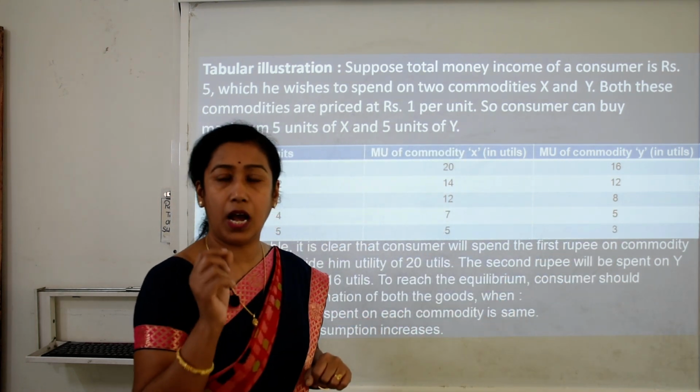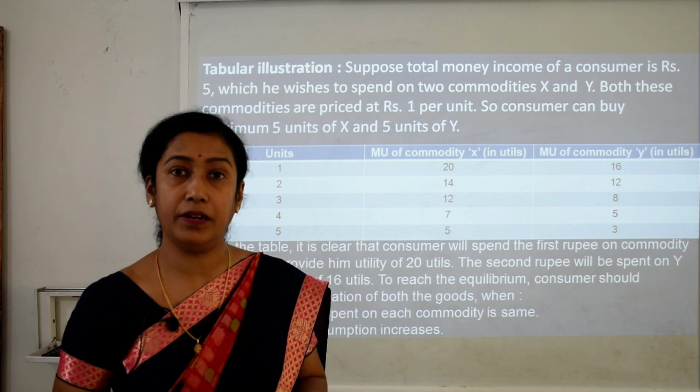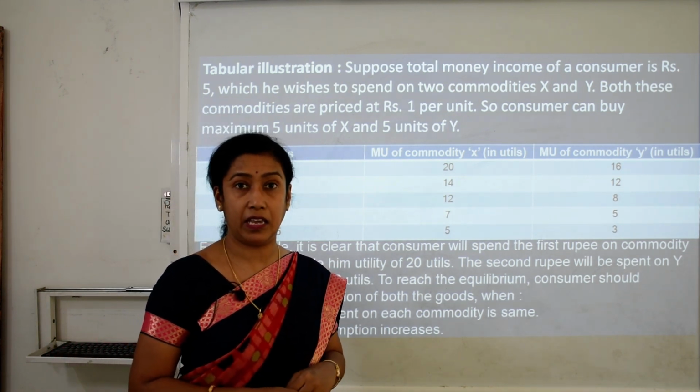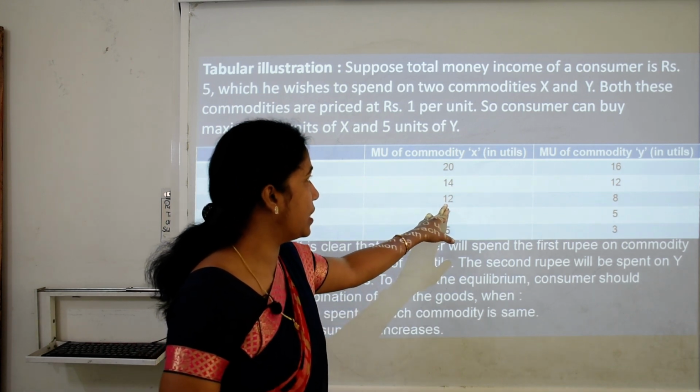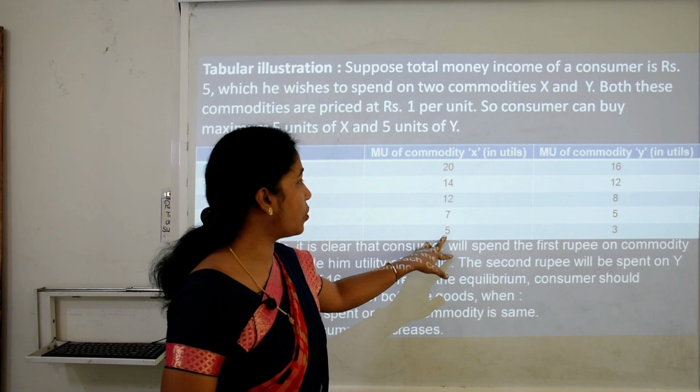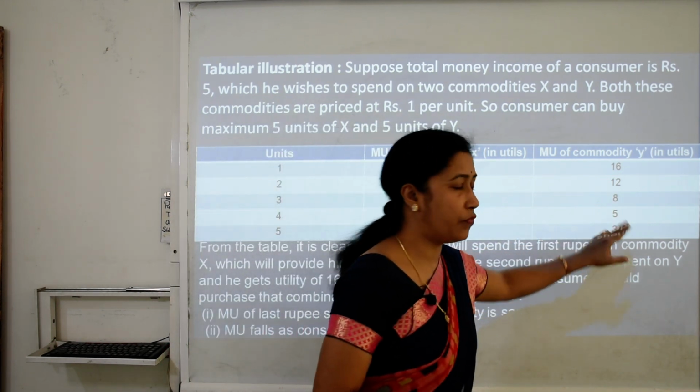That means the last rupee which he used to spend on each commodity, say X and Y, must be the same. It happens in two cases: here on the third unit, here on the second unit. Then again it comes on the fifth unit and here on the fourth unit.